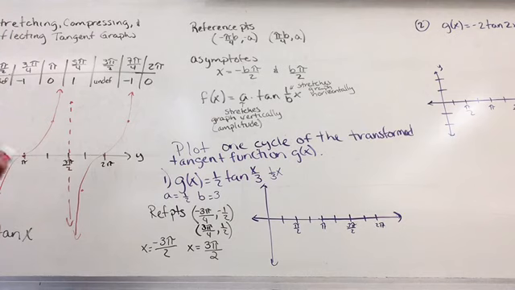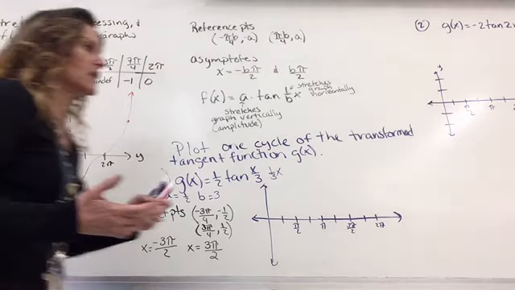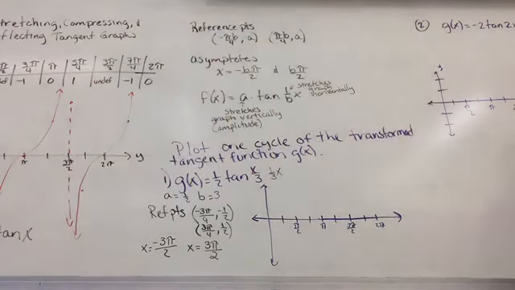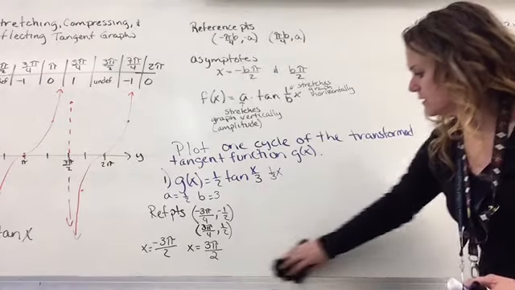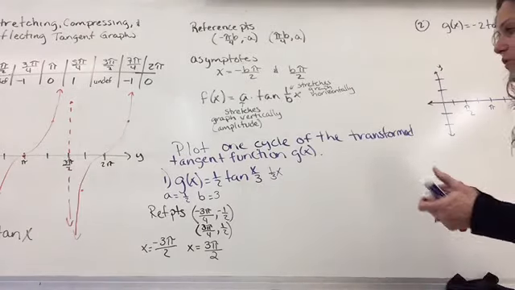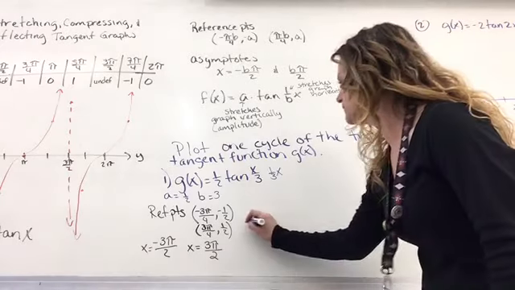So we need to actually change our graph a little bit because we need to go all the way to the negative side. And we're only going to graph one pattern of this. So I'm going to rewrite and move my tangent function.